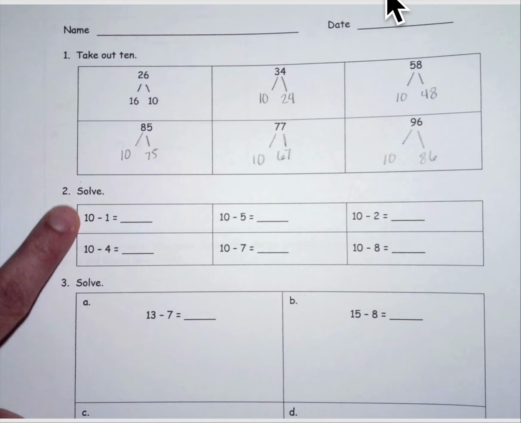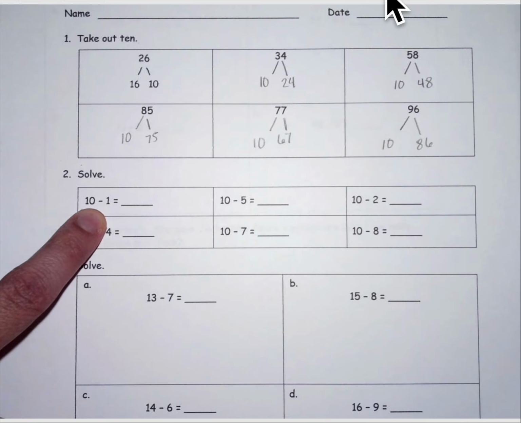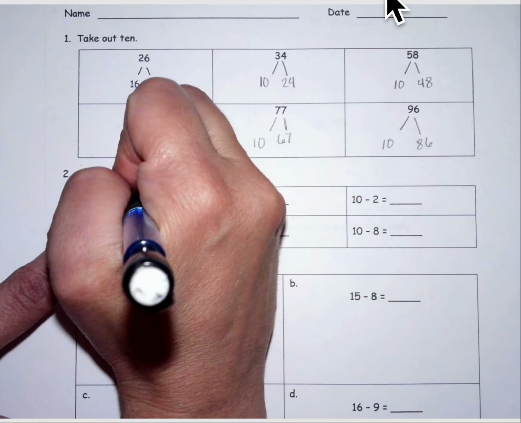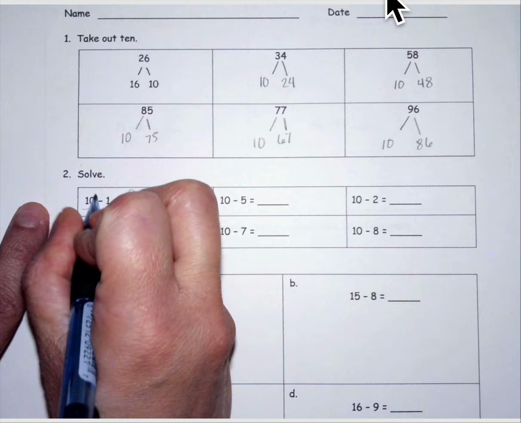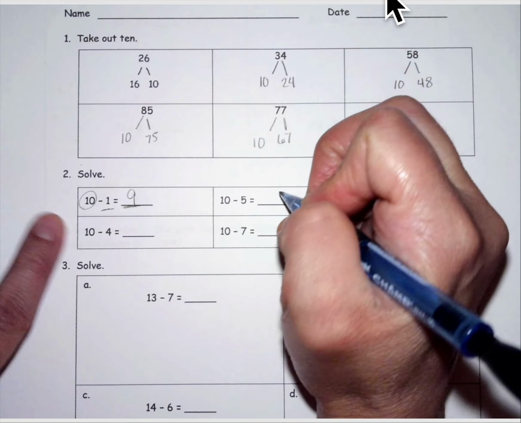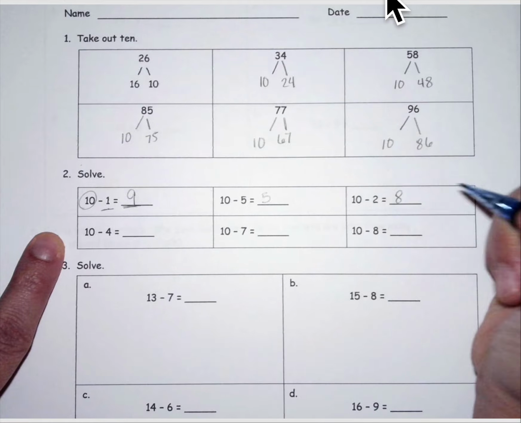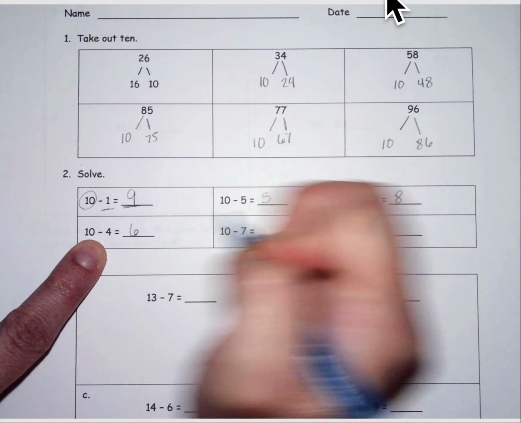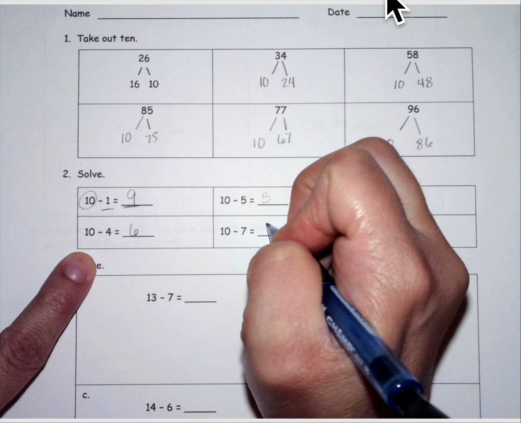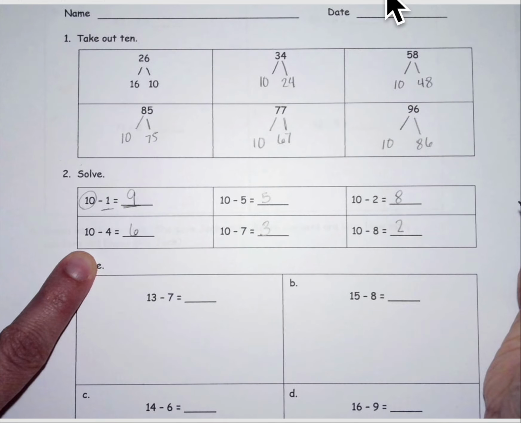Okay, we're also going to practice our friends of 10. So, for example, 10 minus 1 equals 9. So that means 9 and 1 are friends of 10. 10 minus 5 is 5. 10 minus 2, 8. 10 minus 4 is 6. 10 minus 7 is 3. And 10 minus 8 is 2.